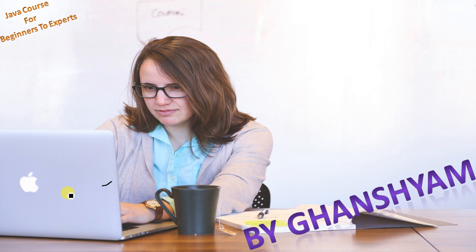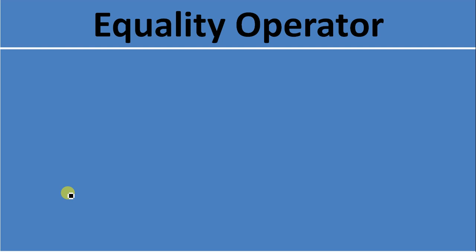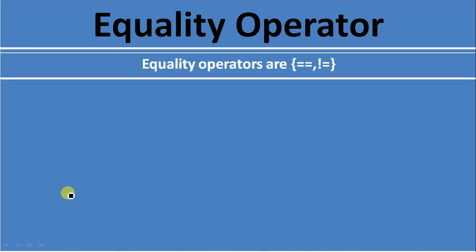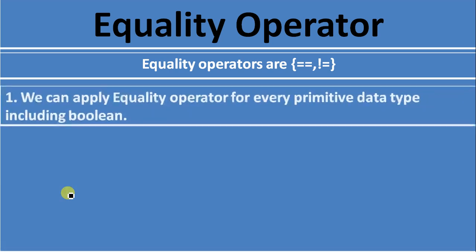In the previous video lecture, we learned relational operators in Java. In today's video, we are going to learn the equality operator. In Java, there are two types of equality operator: equal and not equal. There are a few points regarding the equality operator. Number one, we can apply the equality operator to every primitive data type, including the Boolean data type.